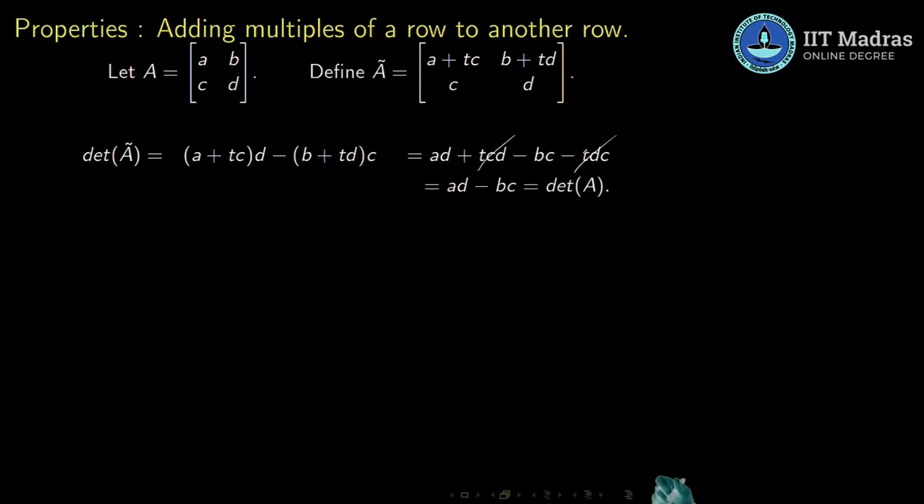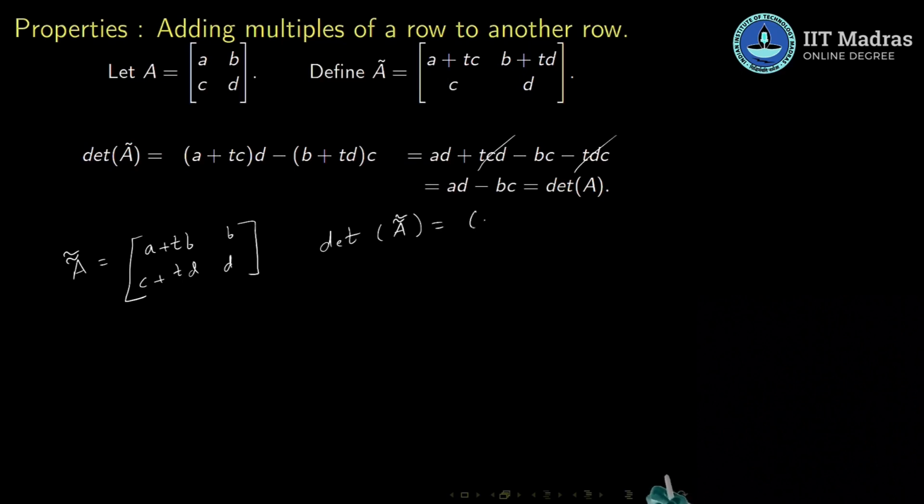Okay. Let us see what happens for columns. So, suppose I add T times the second column to the first column. So, A plus T times B, C plus T times D, and then this is still B, D. Okay. So, now what have we done? We have added T times the second column to the first column. This is our new matrix A double tilde. Let us compute the determinant of A double tilde.